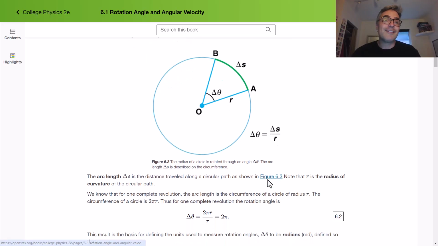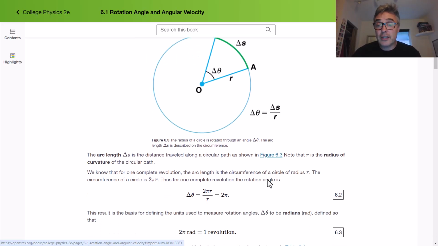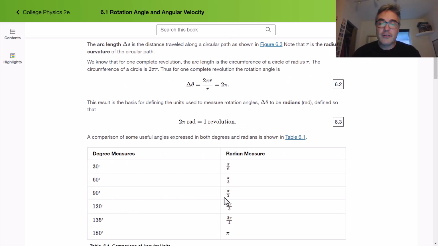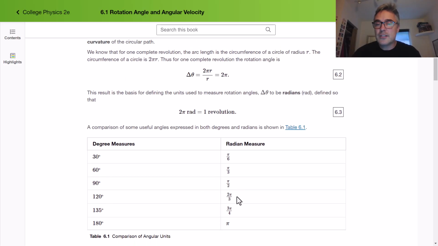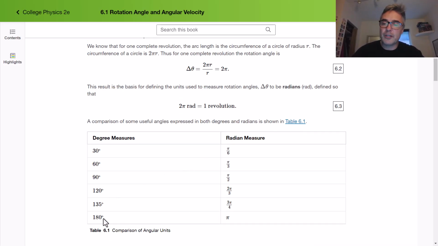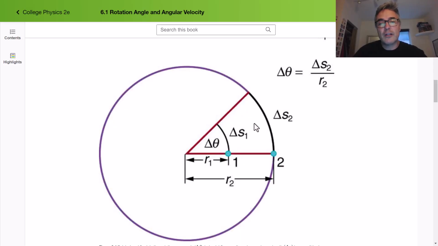In this chapter we're going to start measuring angles in radians instead of degrees. It turns out that 90 degrees is pi over 2 radians. Basically, a radian is about 57 degrees. The way I remember the exact conversion is that 180 degrees, half a full circle, is equal to pi radians. And then the other thing is that this arc length is a function of radius.